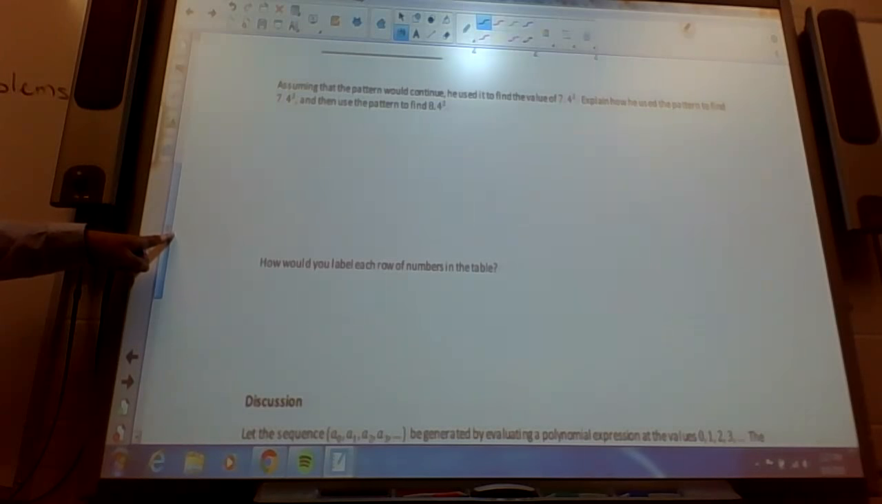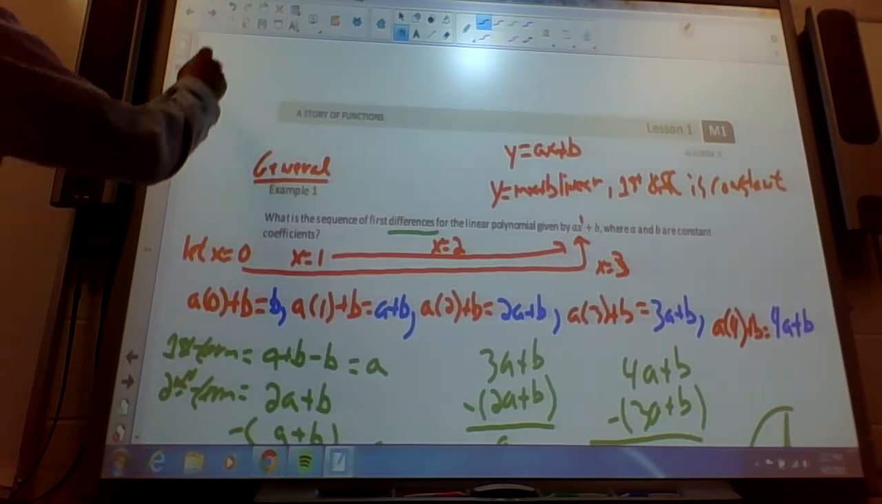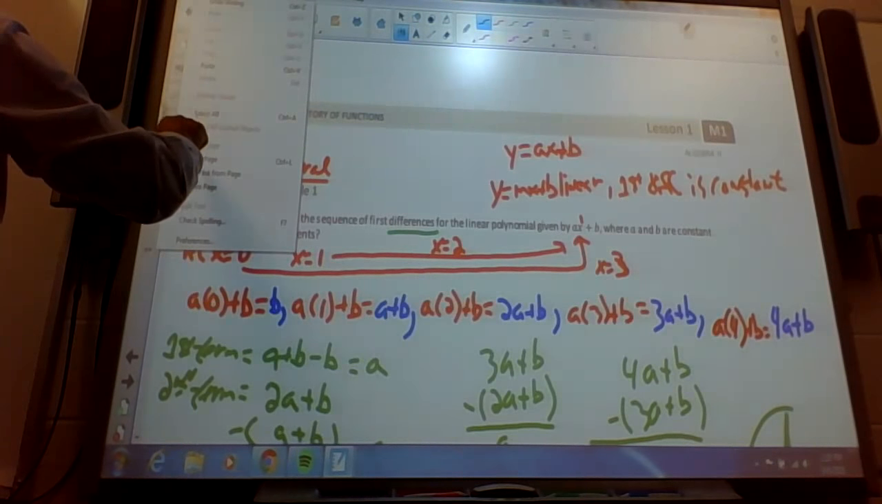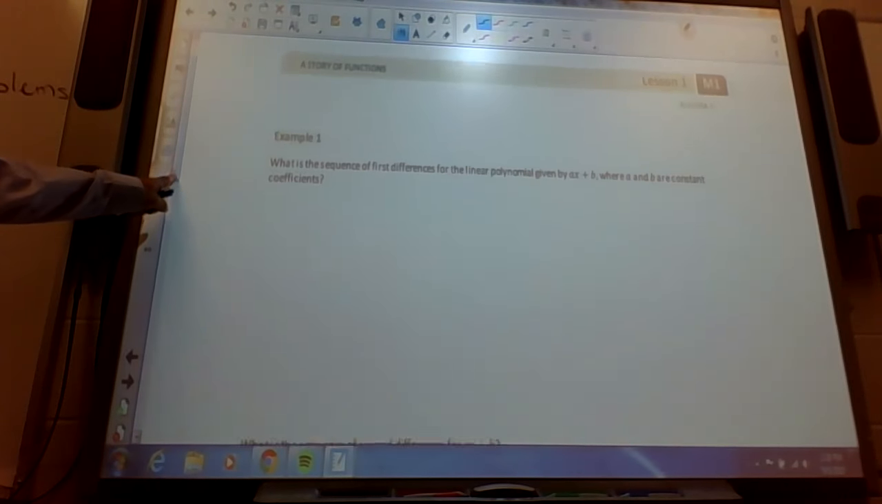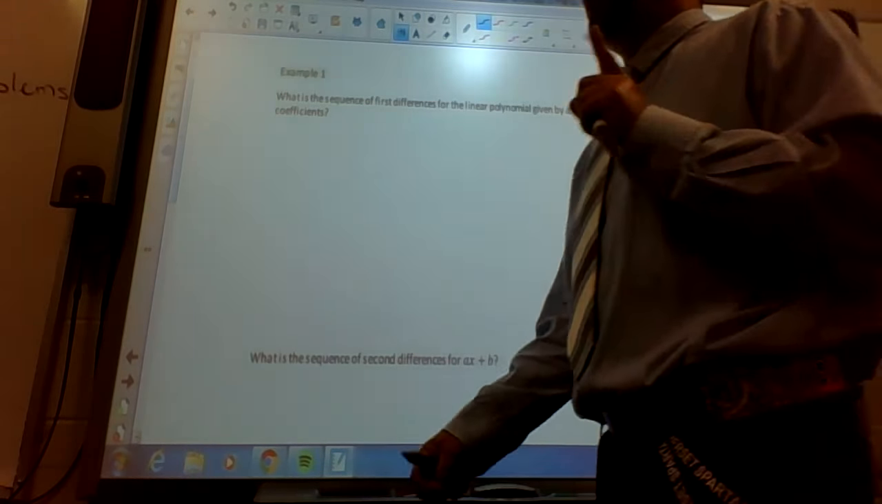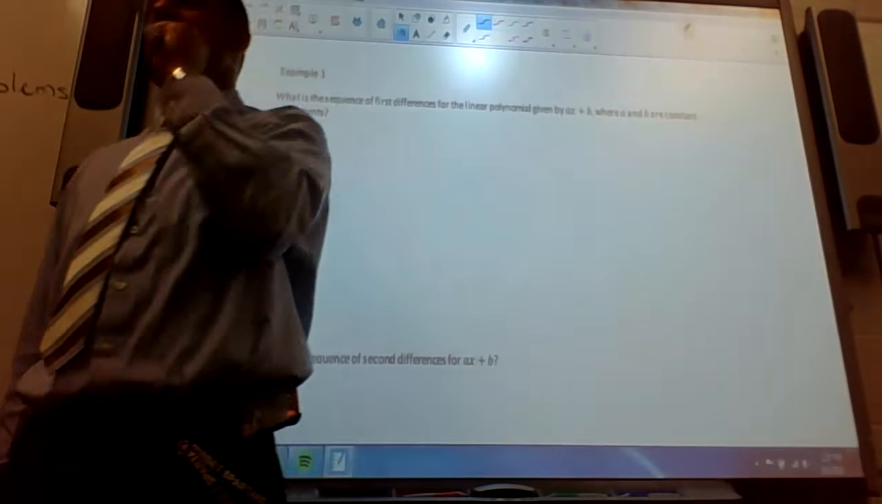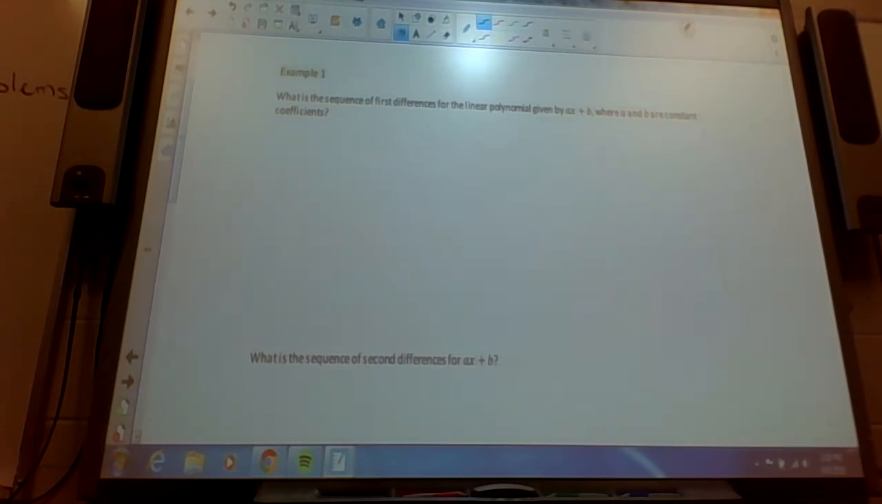Now, I want to skip the rest of that garbage. Okay? Because now I'm going to clear ink from page again. And I want you to start thinking abstractly here. Okay? I want you to start thinking abstractly. It's asking you, what is the sequence of first differences for the linear polynomial given by ax plus b, where a and b are constant coefficients?